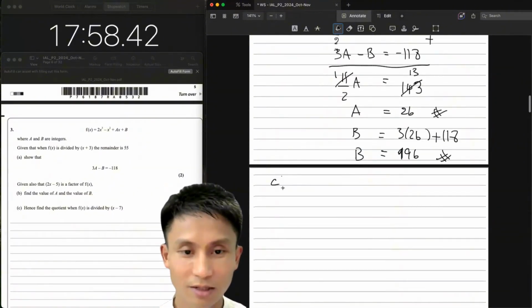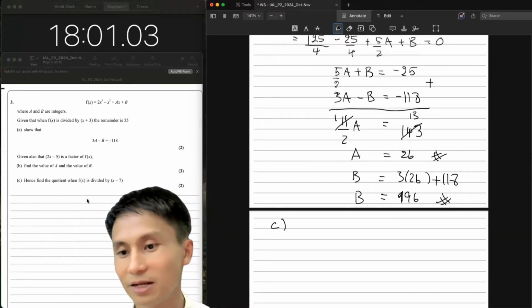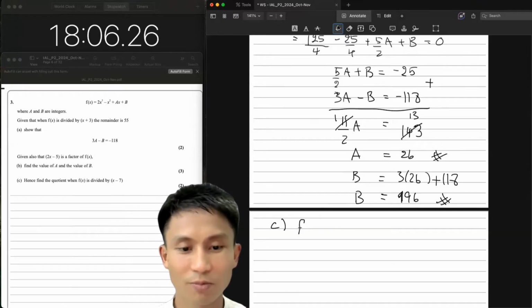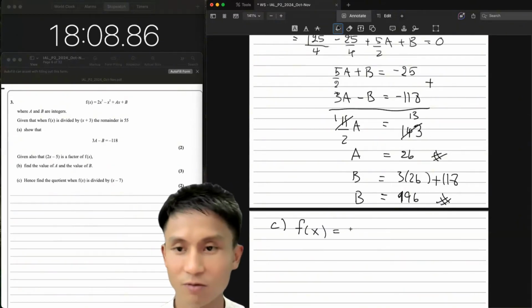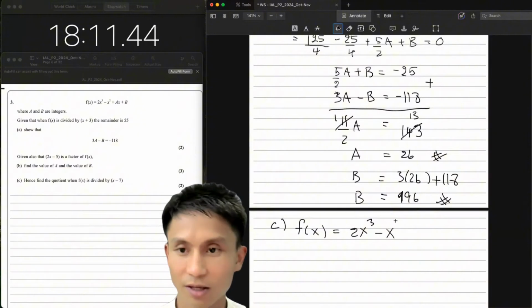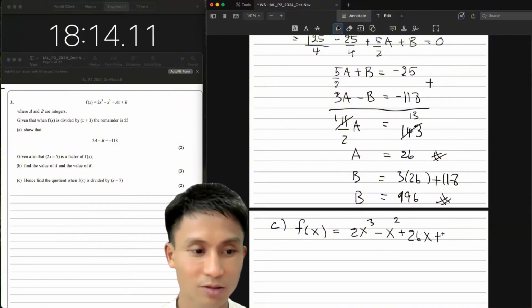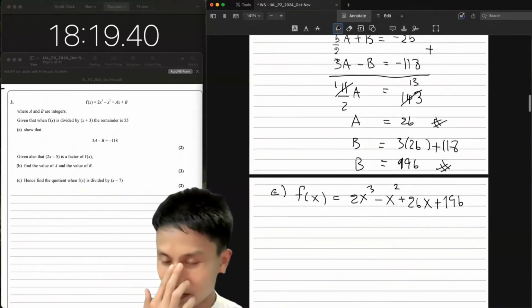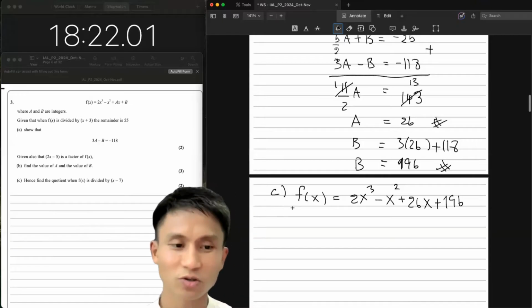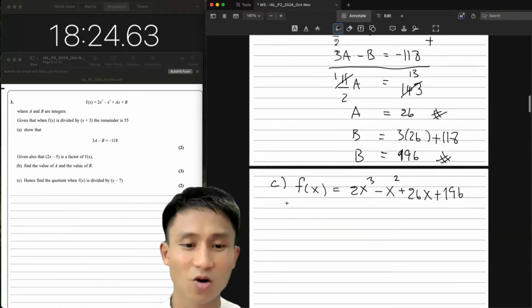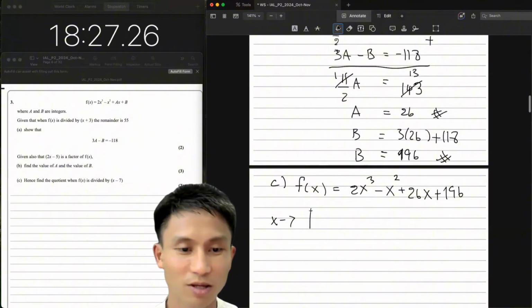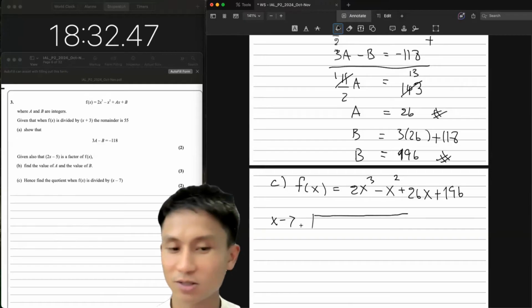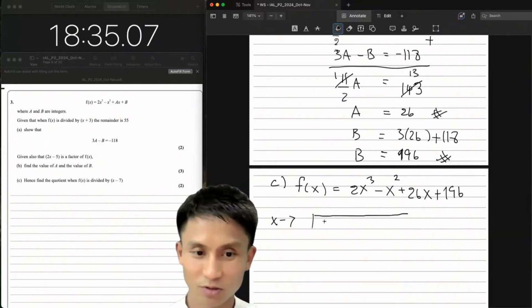Okay, B is done. And C, hence find the quotient when f(x) is divided by x minus 7. So we should update f(x) first. After getting everything, we have this, and A is 26, and B is 196. So we're going to divide that, right? Find the quotient. The quotient can be found by just a long division. So we're going to just do a long division, because the trick won't get you method marks. So we're not going to risk that.